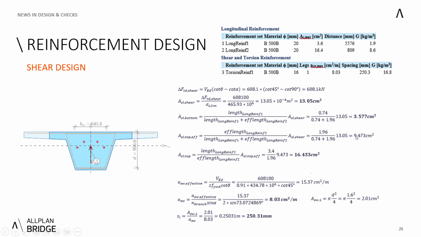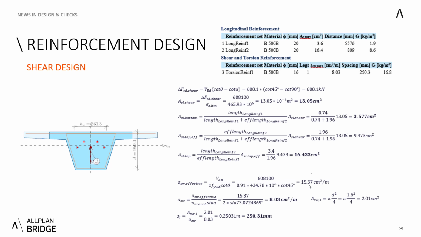And so those 9.5 centimeters squared need to be extrapolated up to all those flanges. Therefore, we end up with 16.4 centimeters squared. And those are the results which you can see in the report of Allplan Bridge, meaning for a whole length of the property set. On the other hand, we need to also design the stirrups, and therefore we can do the calculation for the effective area of the stirrup, which is 15.37 centimeters squared per meter.